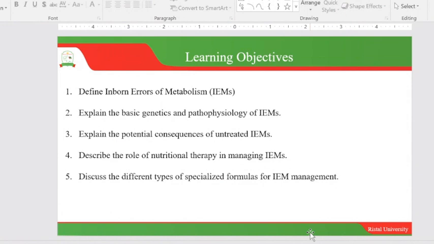Of today's engagement, we expect you to be able to identify these inborn errors of metabolism and be able to define them. And also, we expect you to be able to explain the basic genetics and the pathophysiology of these inborn errors of metabolism. Also, we expect you to be able to briefly talk about the potential consequences if these IEMs are untreated, and also be able to describe the role of nutrition therapy in managing these inborn errors of metabolism, discussing different types of specialized formulas for the management of these errors of metabolism, I should say.